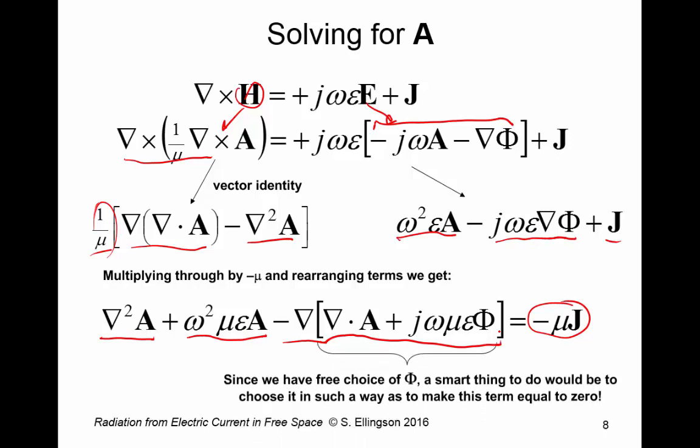Now here's where the magic comes in. Since we have free choice of phi, I pointed that out before, we have complete freedom as to what we can choose for phi. The smart thing to do would be to choose phi such that the quantity in brackets here is 0. If we do that, we end up with a much simpler equation. In fact, you could probably already recognize this as a relatively simple second-order differential equation.